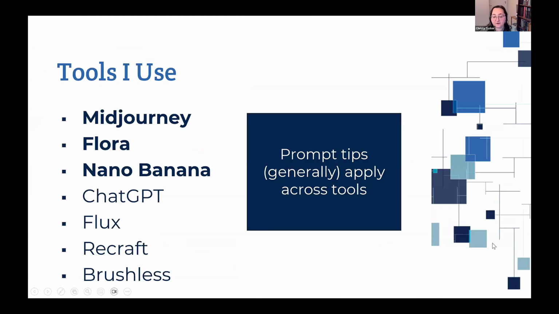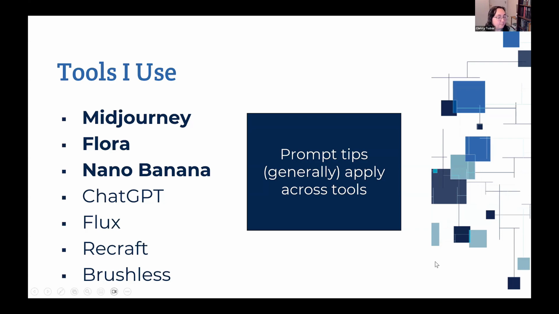So the tools I use in my work, I use Midjourney quite a bit for my blog. I use a tool called Flora, which nobody mentioned, but is a specialized tool. It's basically instead of doing it in a chat interface, it's an all-in-one canvas with access to a lot of different models. Nano Banana, which is the image model in Gemini. So those of you who mentioned Gemini, I have used ChatGPT. Those of you who are doing Copilot, it's ChatGPT with some tuning in Copilot. I've used some other tools, Flux, Recraft, Brushless, some other tools.